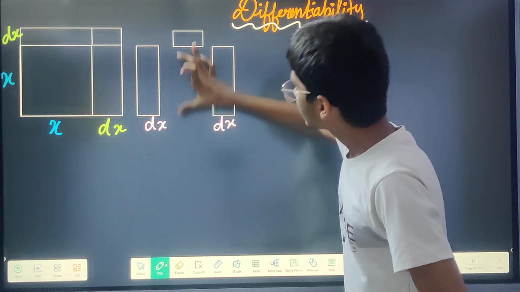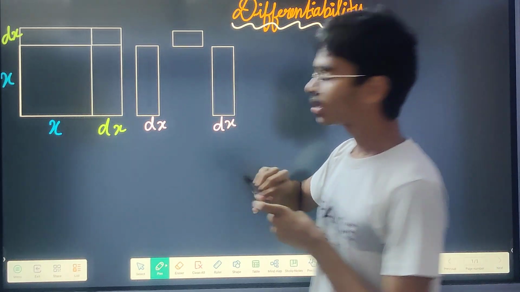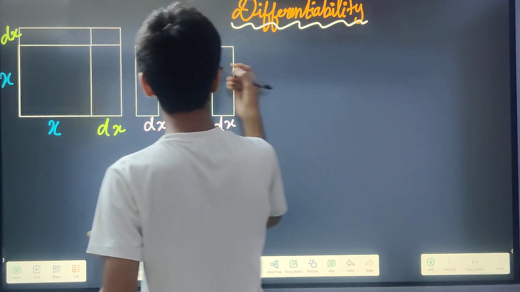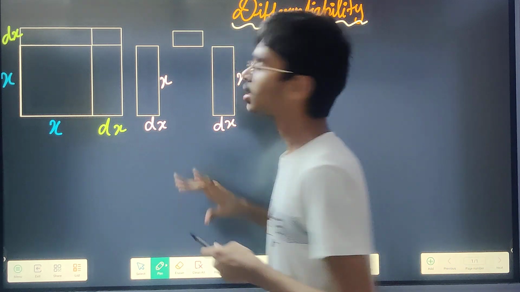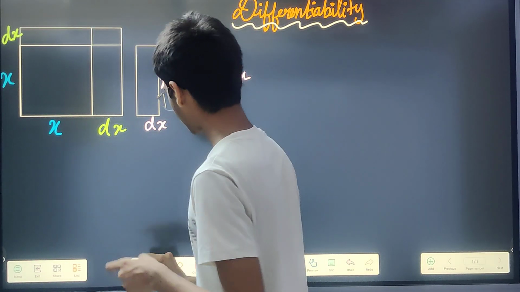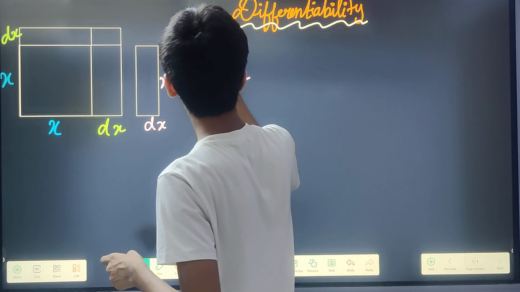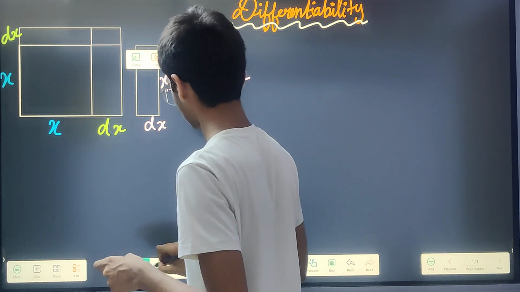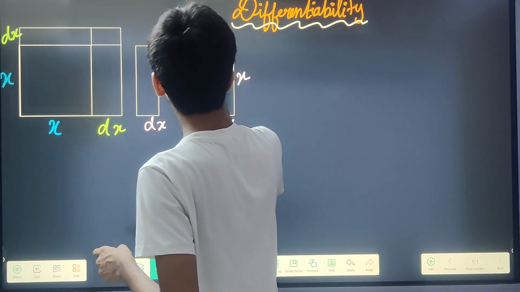Then this one is going to be x, and also this one is going to be x. That means I'm just talking about the length. For this one, this is also a square, but I've drawn it like a rectangle. It is going to be dx and then dx.